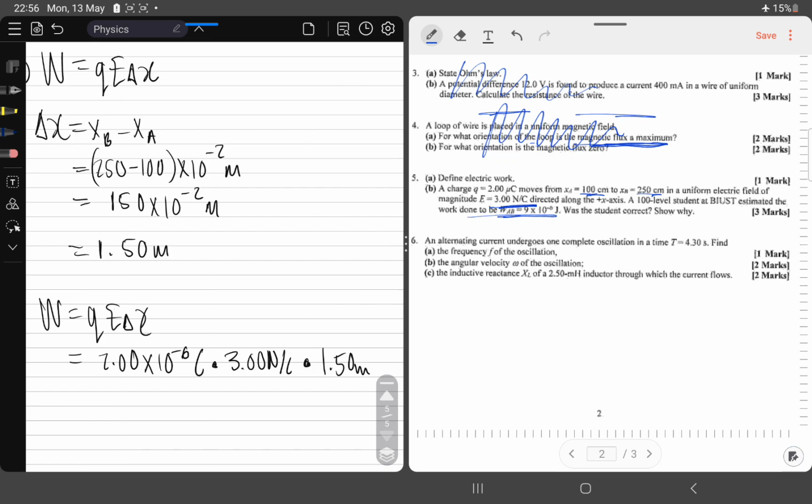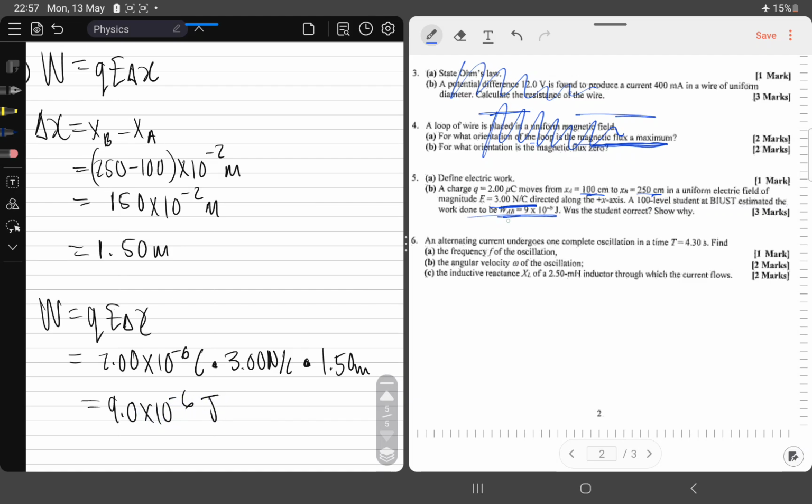So if I put that in the calculator real fast, I'm going to have 2.00 EXP negative 6, then times 3.00, then times 1.50. Here I'm going to get an answer. It will be 0.000009, so it's going to be equal to 9.0 times 10 to the negative 6 joules.